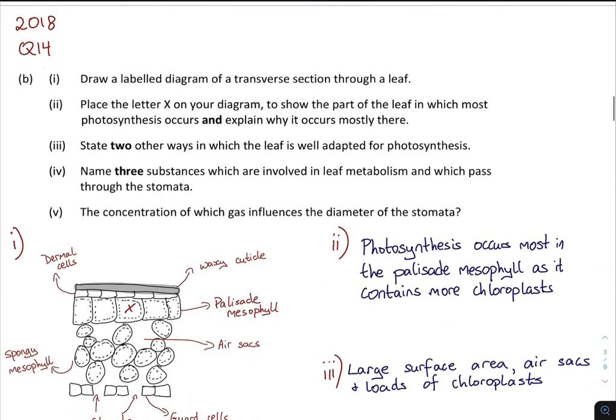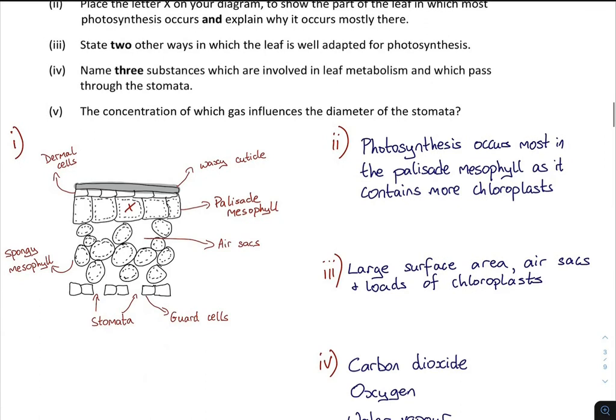2018, question 14. Draw a large labelled diagram of a transverse section of a leaf. Now this could be quite complicated to draw, but I simplify this as best as possible. Okay, start with the top. The top will always be the dermal layer. For leaves, they actually have one extra layer on top of it, and we call it the waxy cuticle. So the waxy cuticle is here.